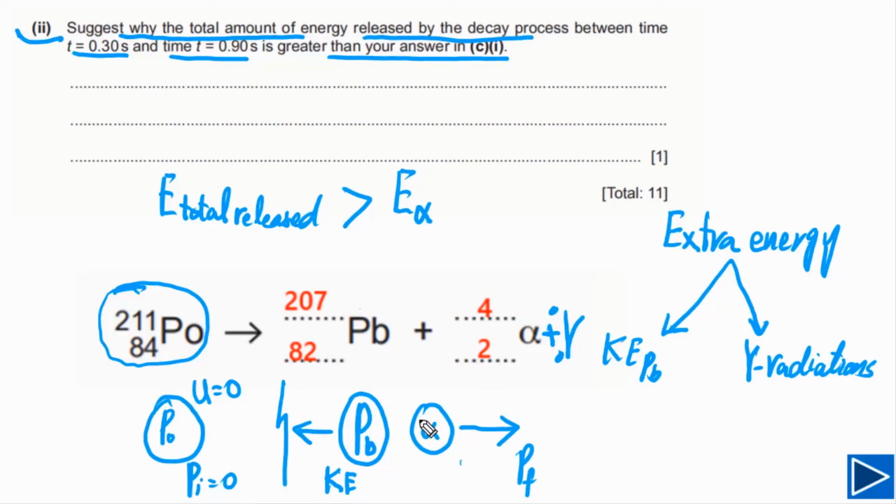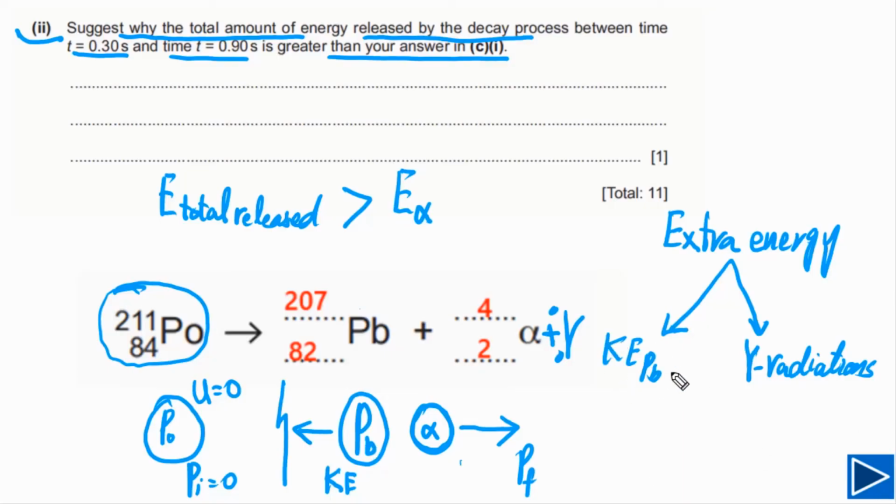In this case, most of the energy will go to the alpha particle because it has very small mass, and less kinetic energy will go to lead because it has higher mass. But the momentum of alpha and the momentum of Pb has to be the same and in opposite directions. So this is the reason. You can write any one of them. So let me show you how you can write down the answer.